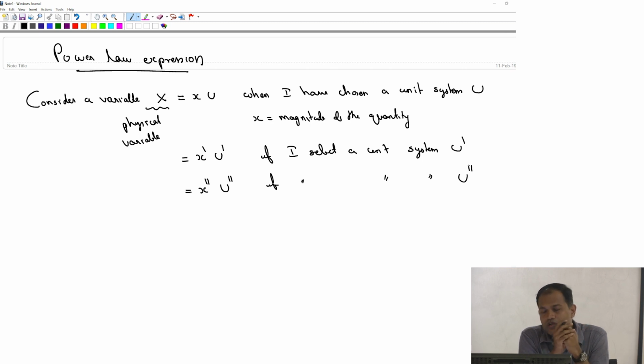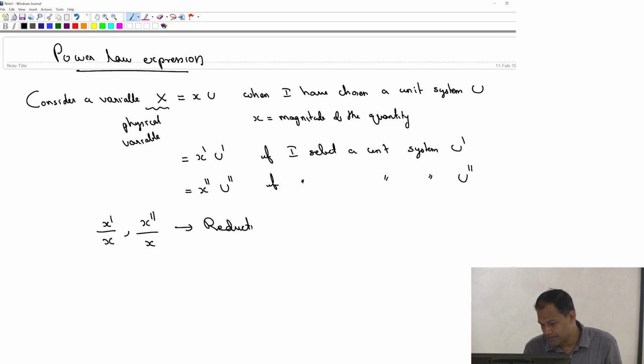And we know that all these should be related, right? All these will be related by some factors. For example, x prime by x will be some number, right? x prime is the magnitude in a unit system, x is a magnitude in some other unit system, and they will be related by some number. So similarly, x double prime by x, for example. These are called reduction ratios. Reduction ratios are nothing but the numbers that you need to multiply when you are moving from one system of units to another system of units. Okay.